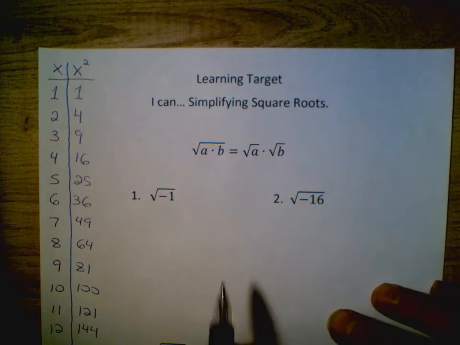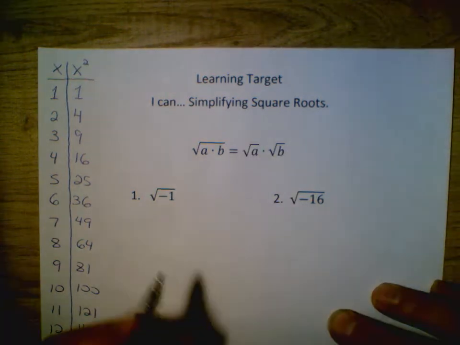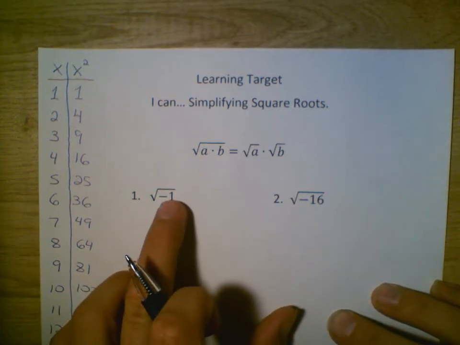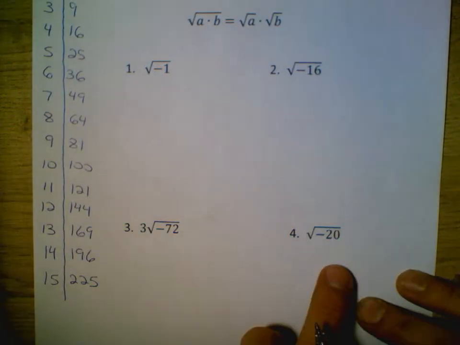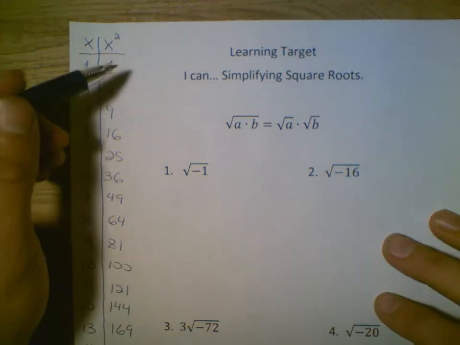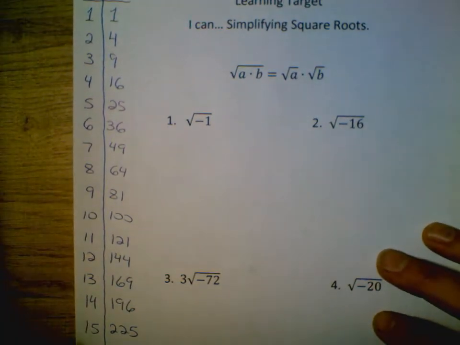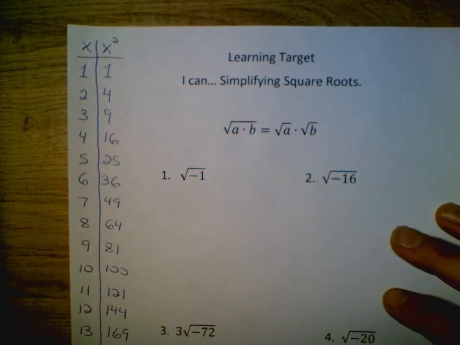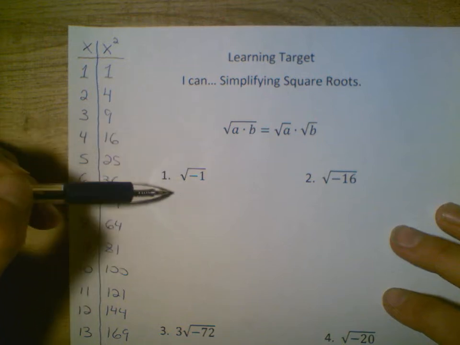In this video, we're going to look at the learning target: I can simplify square roots, but we're specifically going to look at what happens when you have a negative number underneath the square root. Each of the examples is going to have a negative number. Off to the side, once again, I listed our perfect squares for the numbers from 1 to 15. If you want to take the time to do that, you might want to. And then we're going to look at this first example.